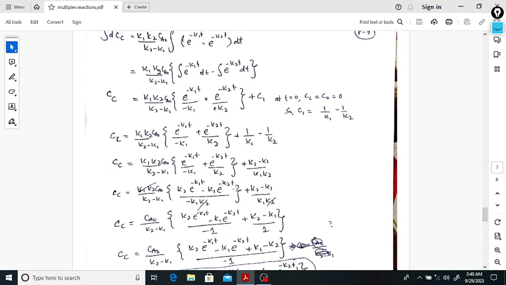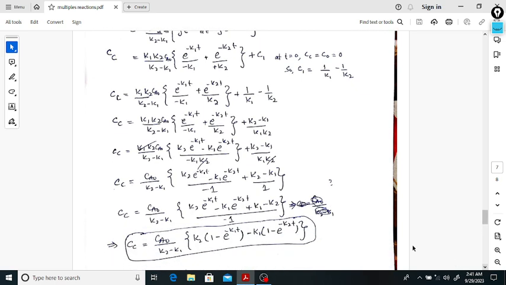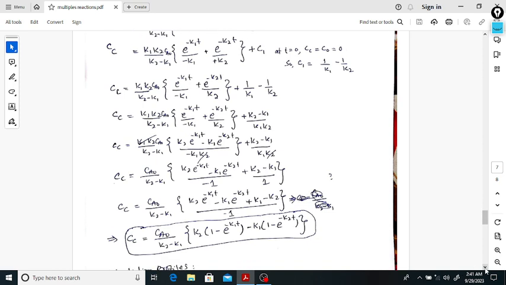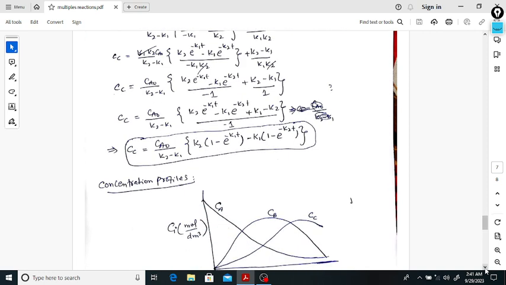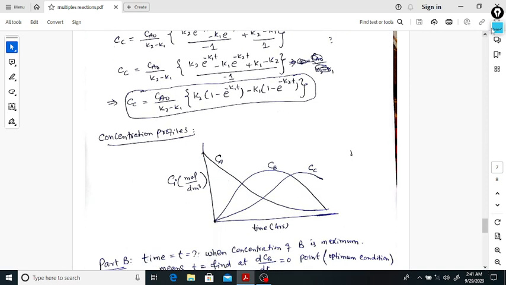You can use integration. Here, after simplification, the concentration of component C will be equal to this. K1, K2 will cancel with this K1, K2, and the concentration of component C will be equal to C0 divided by K2 minus K1, times K2 times the bracket 1 minus e to the power minus K1 t, minus K1 e to the power minus K2 t, and the whole bracket closed. Okay, this is the concentration. Now the concentration profile is this one. You can see the concentration profile here.